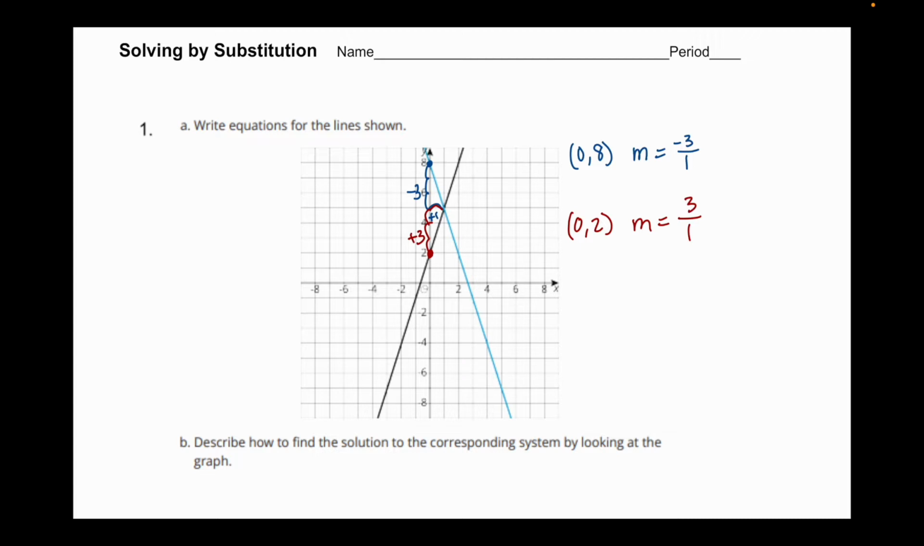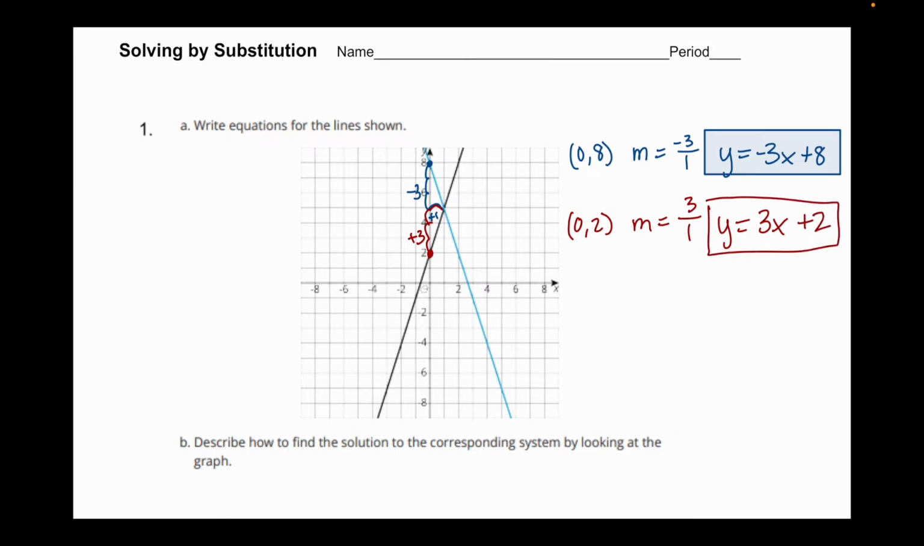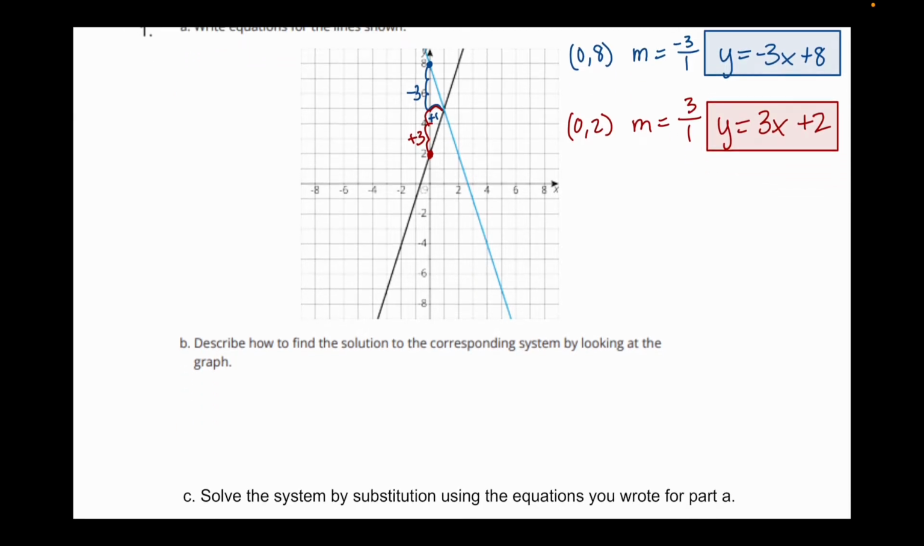So let's write these in slope-intercept form. y equals negative 3x plus 8. And then our other one is going to be y equals positive 3x plus 2. Okay, so that's part A.